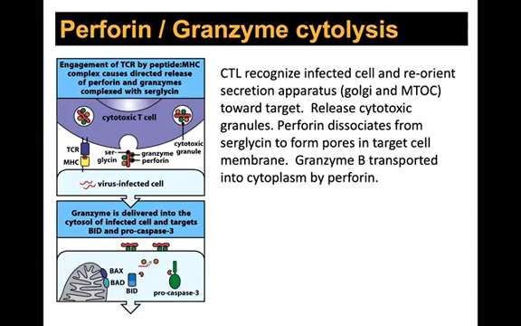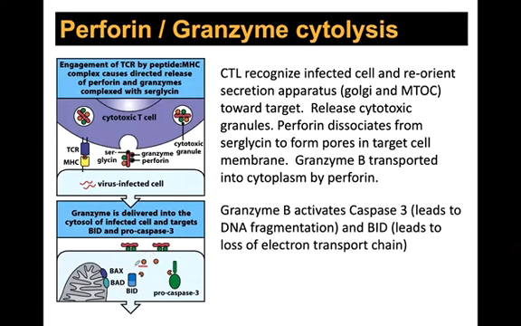Now, granzyme B is going to do a number of things. The first one is it's going to activate caspase 3. Caspases are cysteine aspartate proteases. That's where they get their name. Caspases are made as a pro-enzyme, often called procaspase because it's inactive. Granzyme B will come in and cleave procaspase 3 into the active caspase 3 form.